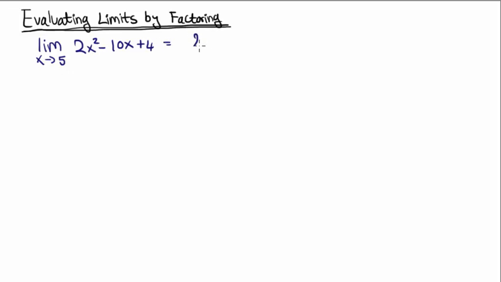So this answer is 2 times 5 squared, so that's 50, minus 10 times 5, so that'll be 50, and then plus 4. So I'll have 50 minus 50, so that's 0, plus 4, so that'll be 4. So my answer is 4.